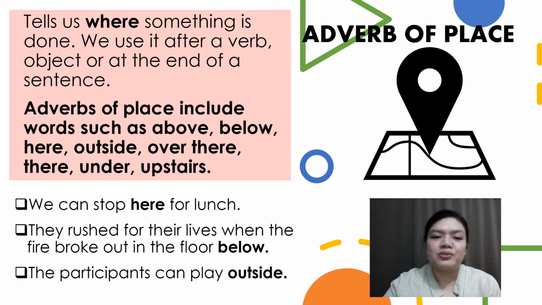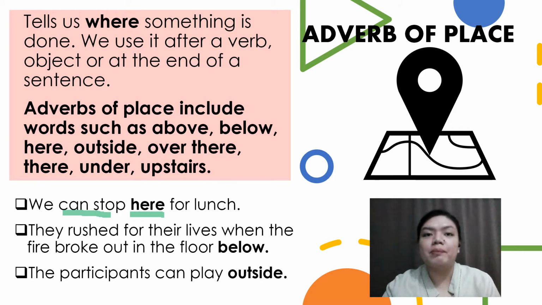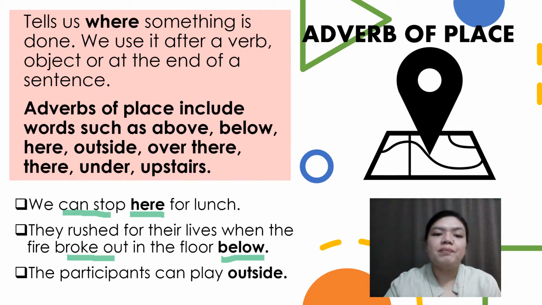Let's see the examples. In the first one, we can stop here for lunch. Where are they stopping for lunch? Correct. The adverb of place is here, which describes the verb can stop. The next one, they rushed for their lives when the fire broke out in the floor below. Below here tells us where the fire broke out. And finally, the participants can play outside. The adverb of place is outside, which describes the verb where they can play.